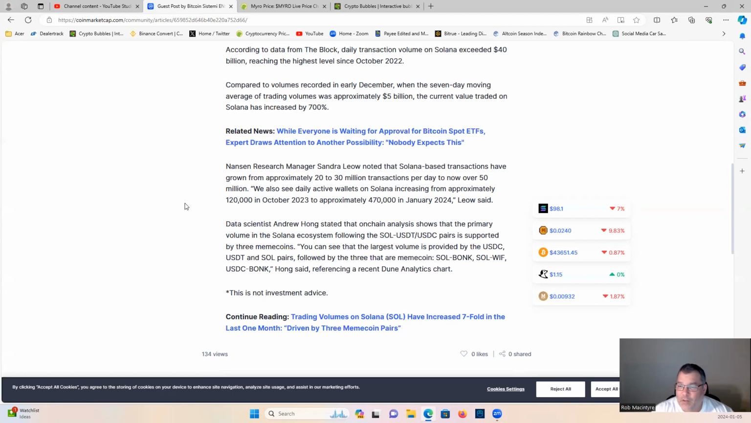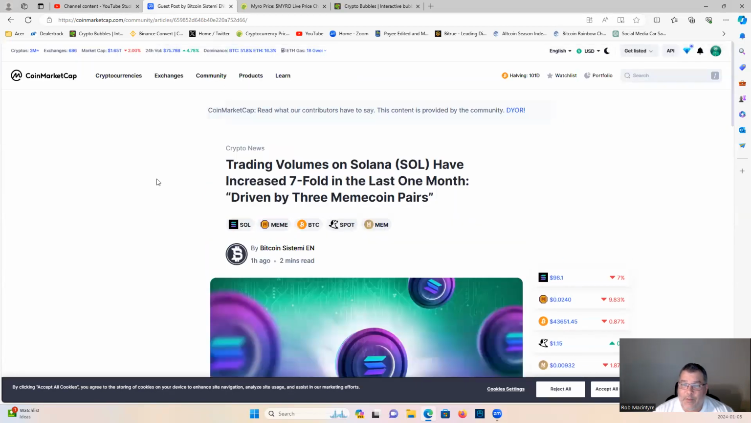Data scientist Andrew Hong stated that on-chain analysis shows that a primary volume in the Solana ecosystem, following the Sol USDT/USDC pairs, is supported by three meme coins. You can see that the largest volume is provided by the USDC, USDT, and Sol pairs, followed by the three that are meme coins, Sol Bonk, Sol Whiff, and USDC Bonk, Hong said, referencing a recent Dune Analytics chart.